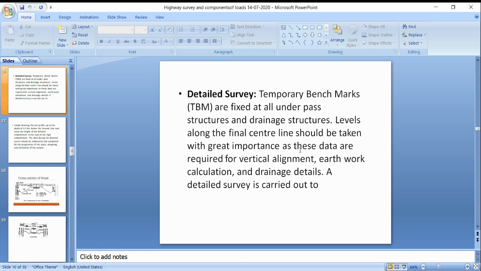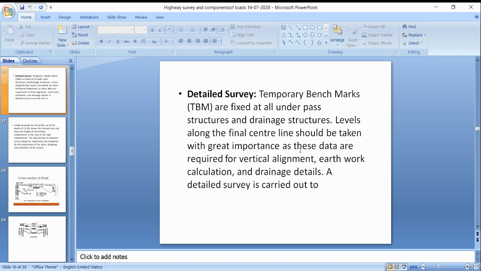So with the help of the Abney level, the barometer and the pocket compass, we can get the levels at those points. Also, the survey will give us information which is not available in the map. So here we are seeing the field conditions in the reconnaissance survey.